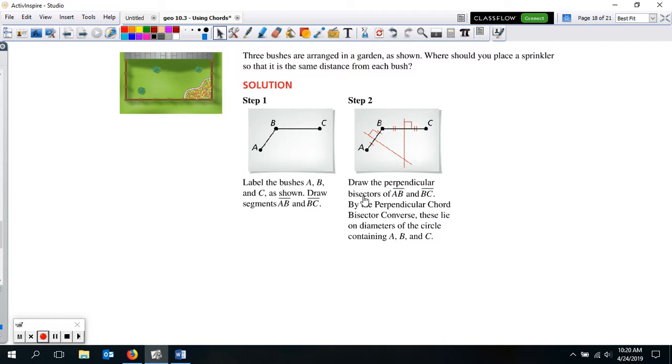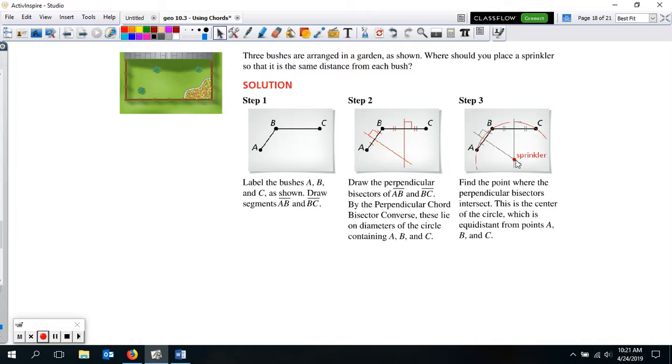And then the next thing they're going to say is draw perpendicular bisectors of AB and BC. So we're going to make a perpendicular bisector here and here. We've done that before in previous lessons when we constructed perpendicular bisectors. And that makes a point out here that they are both connected to. So this point right there is the point where you'd want to put that sprinkler, at the intersection of the perpendicular bisectors of each of those segments.